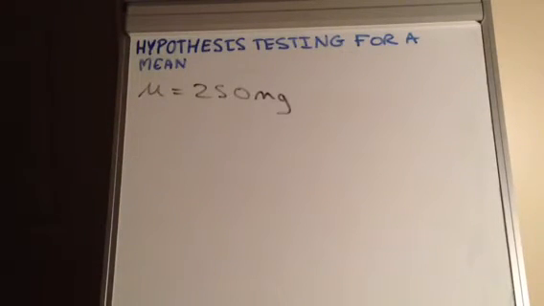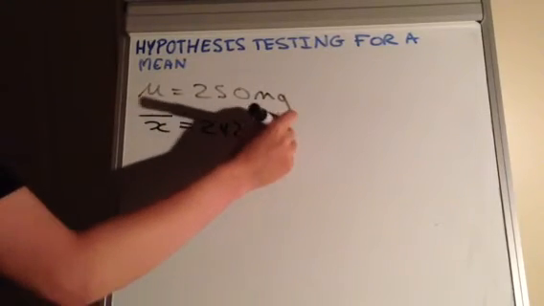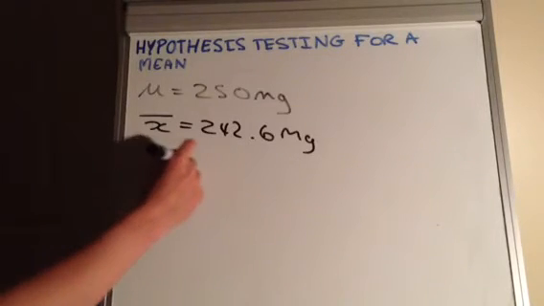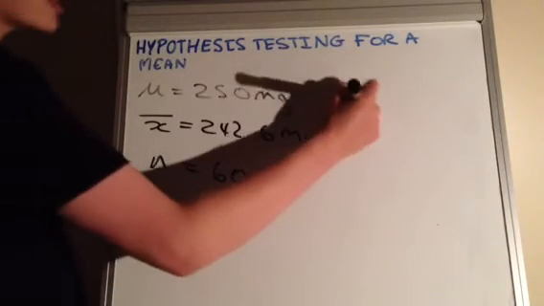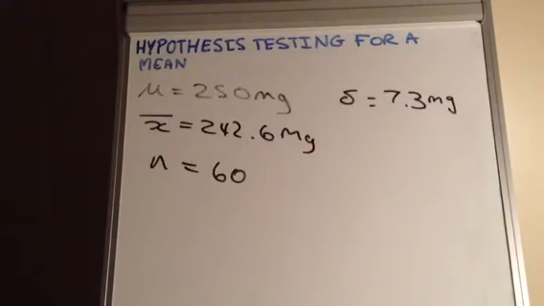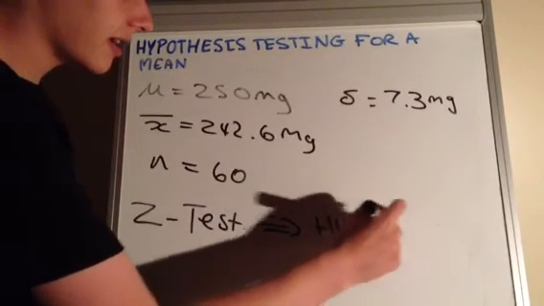So the key information: a machine is meant to dispense a mean of 250 milligrams. However, it is known that from the sample, the mean preservative added was 242.6 milligrams. Also from this, we know that there were 60 random samples taken. And we also know that the standard deviation given in the question, which will always be the population standard deviation, is 7.3 milligrams. So now we perform a z-test on our calculator. That is essentially the hypothesis testing.